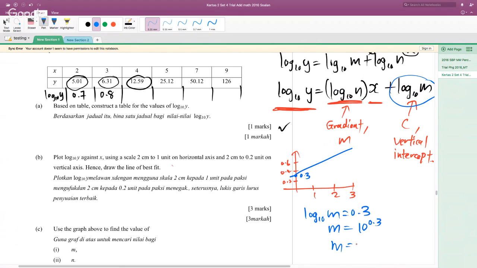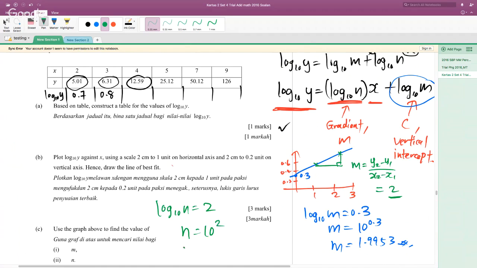Because the question asks about m, it's not asking about log 10m. And then I will do 10 power of 0.3. I will get 1.9953. Okay, this is how to find m. And then the question asks about n. N is something to do with your gradient. So what you need to do is find 2 points on the line here, and then you use the gradient formula, which is y2 minus y1 over x2 minus x1. And then you will get a certain value for gradient. Let's say you get 2. So that means my log 10n equals to 2. N equals to 10 power of 2. N equals to 100. Okay, this is how we find n and m.